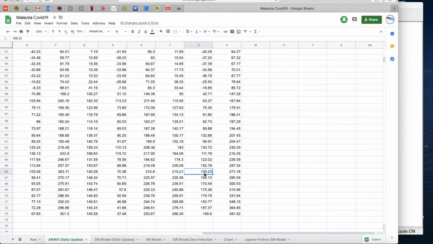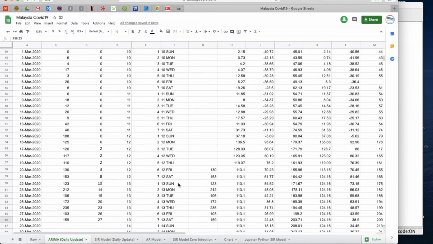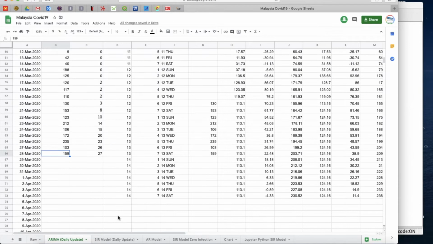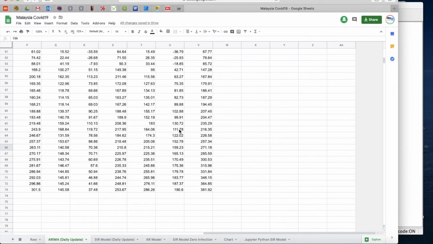And then the lower condition also reported 159, and the upper is 271. So we can see some sort of coincidence, similar. So we can believe that this forecast makes sense, or gives us a good idea.